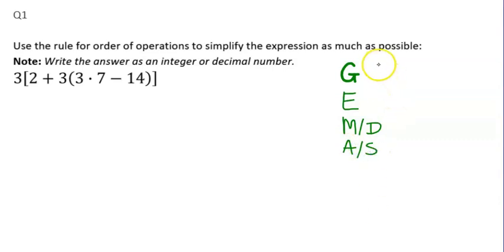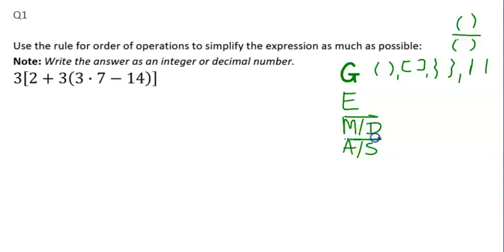So for grouping, you can see parentheses, brackets, braces, absolute value, or a fraction where you have to solve the numerator and then the denominator, okay? And if you have multiplication and division, it happens from left to right. And if you have addition and subtraction, it also happens from left to right. And the order is absolutely like that. It's not an option.